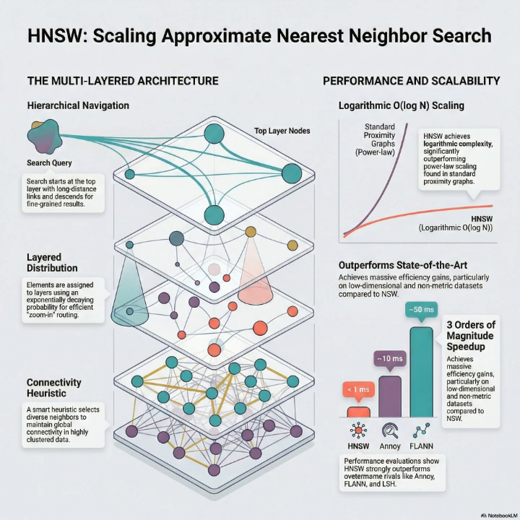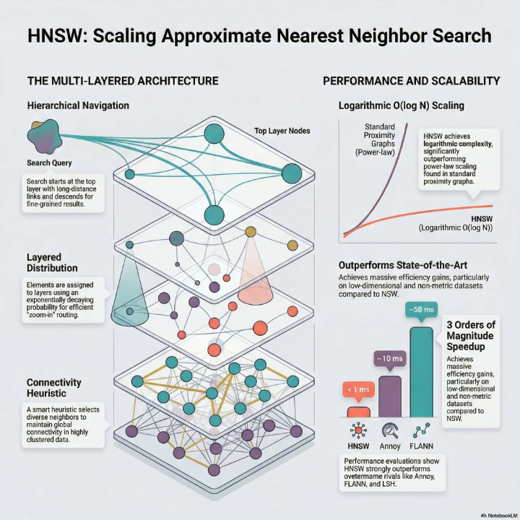HNSW is the bridge between the world of static data and the world of active intelligence. It is the bottleneck. The better this algorithm gets, the smarter and faster our AI assistants become. It effectively gives the AI a long-term memory that is both functionally infinite and instantly accessible. Yes. It solves the latency problem of knowledge retrieval.